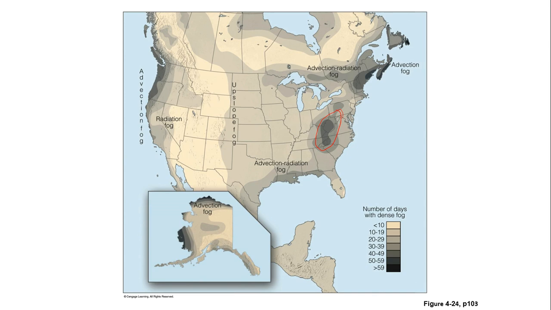You're in the mountains, so you get a lot of upslope fog. You're close to the coast, so you get some advection fog. Plus, you get your normal radiation fog at night as well. And so this area tends to get really, really foggy.